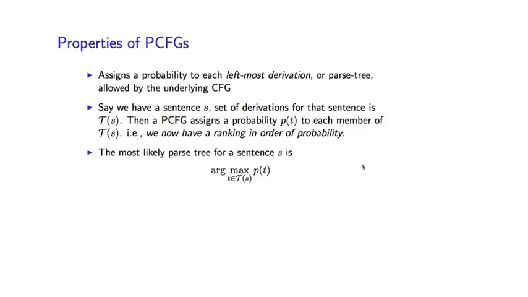So one last definition: if we have the sentence S, then the most likely parse tree for that sentence is, if we look at all trees in that set T of S, remember T of S is the set of possible parse trees for S, we now just choose the highest probability tree under our PCFG.